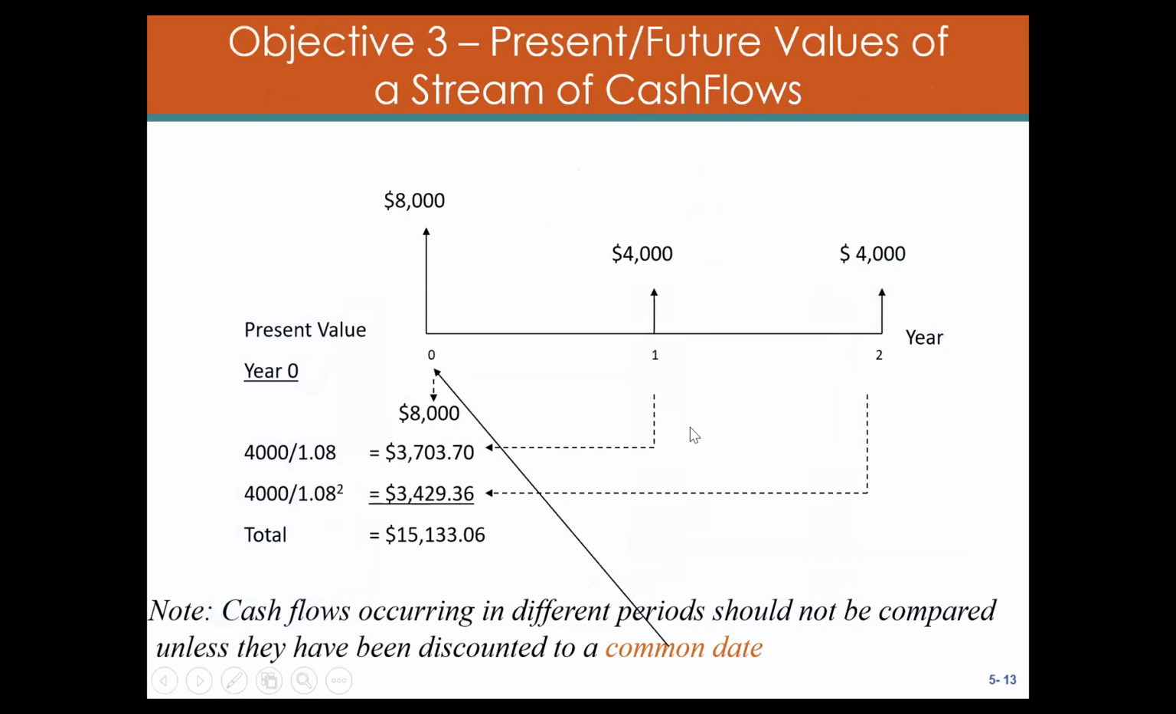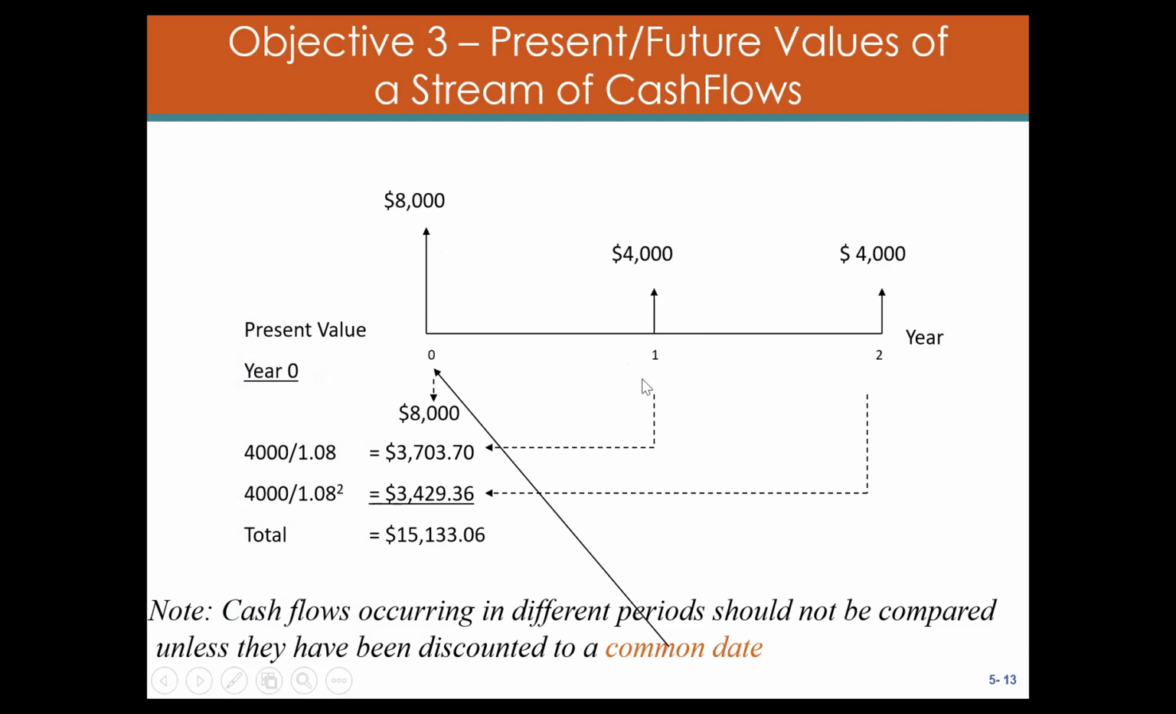Remember here, so you have a stream of cash flows. Another example over here: $8,000 you get just now, $4,000 you get after year 1, and $4,000 you get at the end of year 2. What is the present value of these, if the interest rate is 8%?